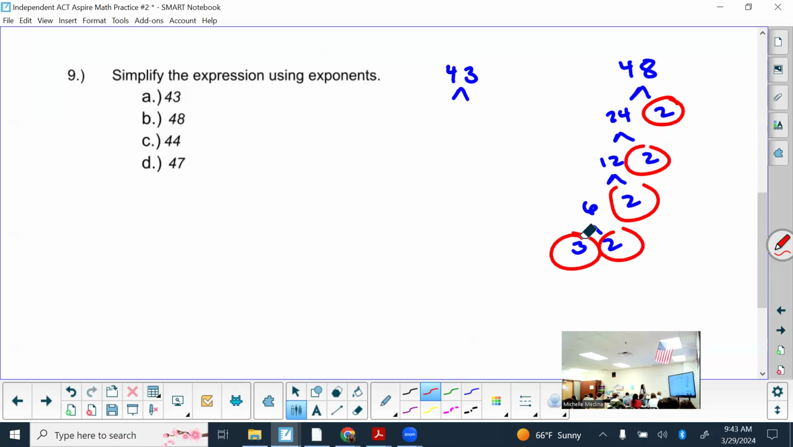And the reason this helps me rewrite it using exponents is because if I have a duplicate, since I have 4 2s, I can write it as 2 to the power of 4. And then you still need to include the 3, so it'll be times 3.